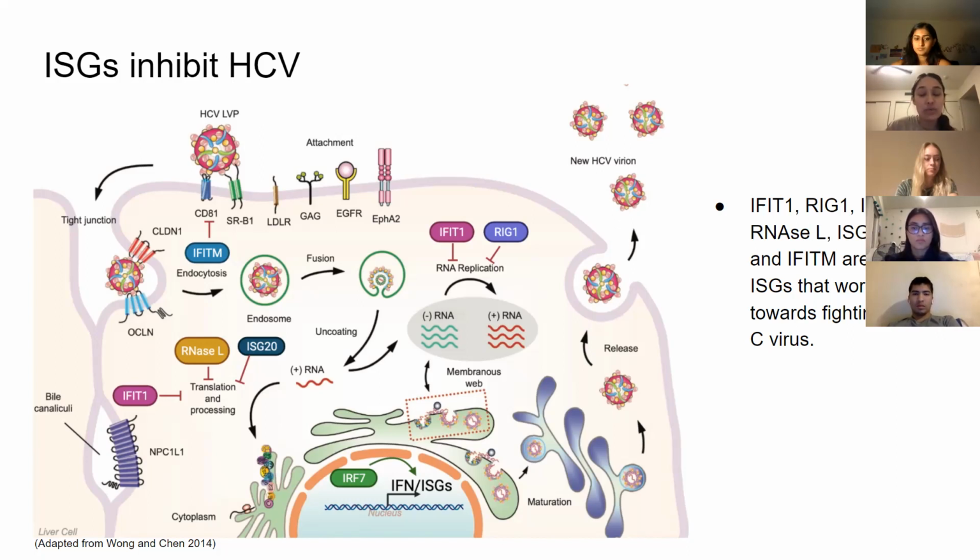There's IFIT1, which targets the IRES-mediated translation and replication sites. IFITM can block the virus from entering by disrupting the interaction with the co-receptor CD81. And then finally, overall, there's the production of IRF7, which upregulates the expression of all of these interferons and ISGs. Next slide.